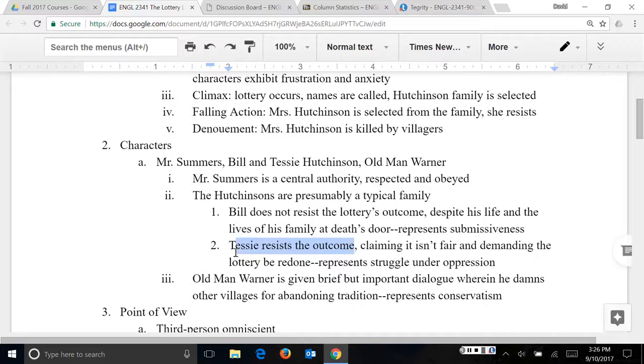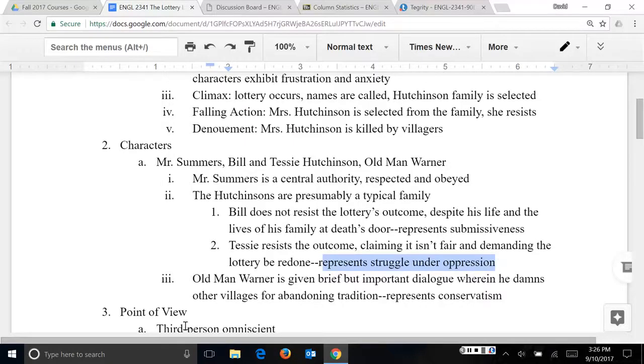And it's quite telling, too, that it's the woman that resists. And of course, I know some of you made that connection, that this is clearly traditional, and by traditional, it's inherently sexist, and we'll talk about that, too. And she claims it isn't fair, and she demands that the lottery be redone, and so she represents struggle under oppression. She's the exact opposite of Bill. Again, only in the sense that she's resisting instead of being submissive. They're both under this oppressive regime, but they are obviously representing two different kinds of people.